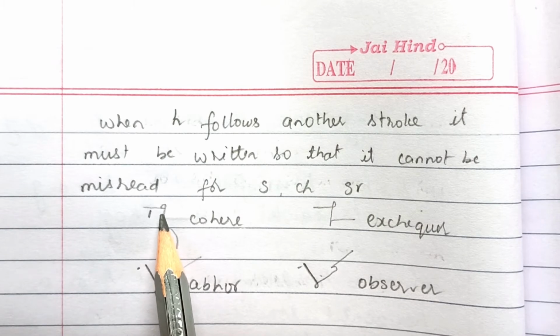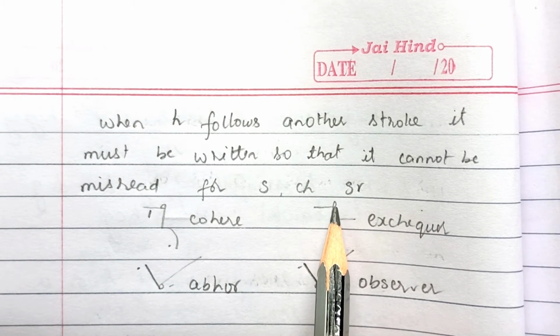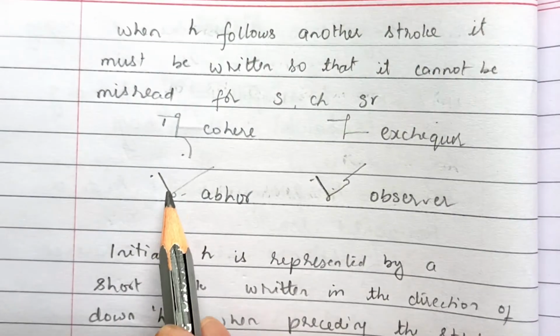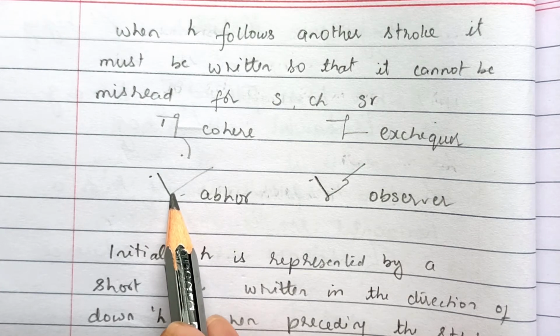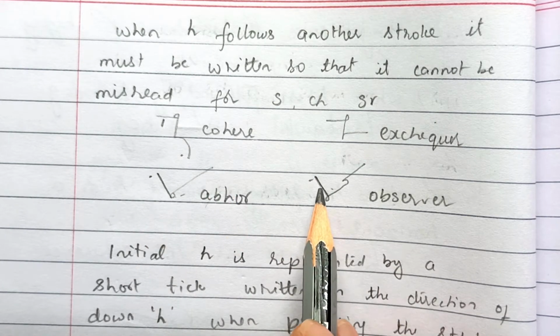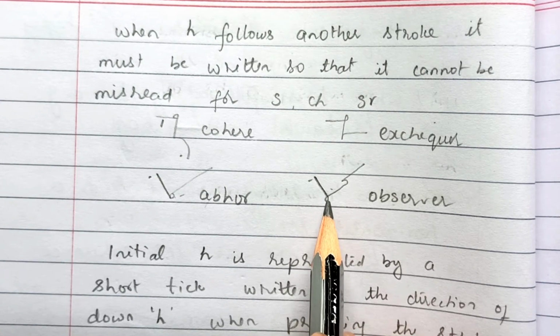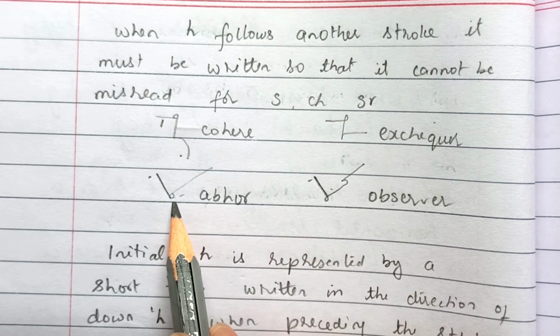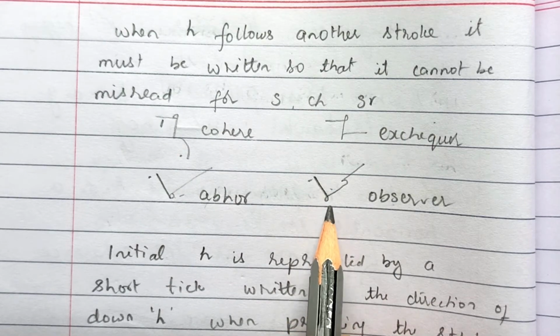And you can see the difference here. So here K and H, the same form. Whereas here we are writing the circle S on the other side. So exchequer. Abhor, A B H, abhor. Whereas we have here up, B and circle S. So this is not H, but this is circle S. You can see the direction or the motion of writing H and the circle S. So observer.